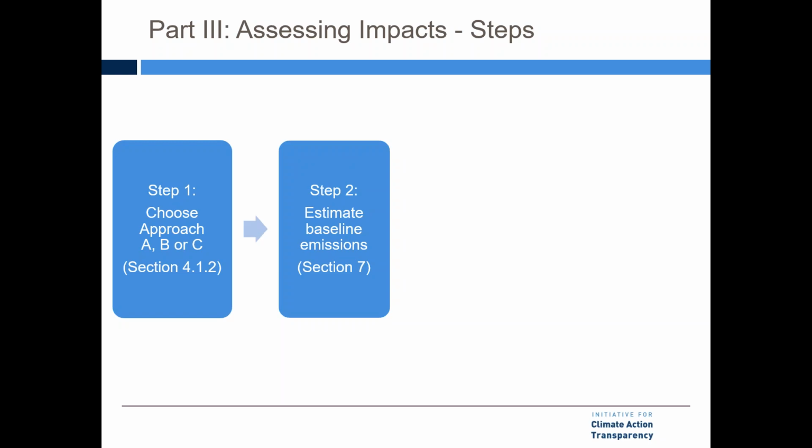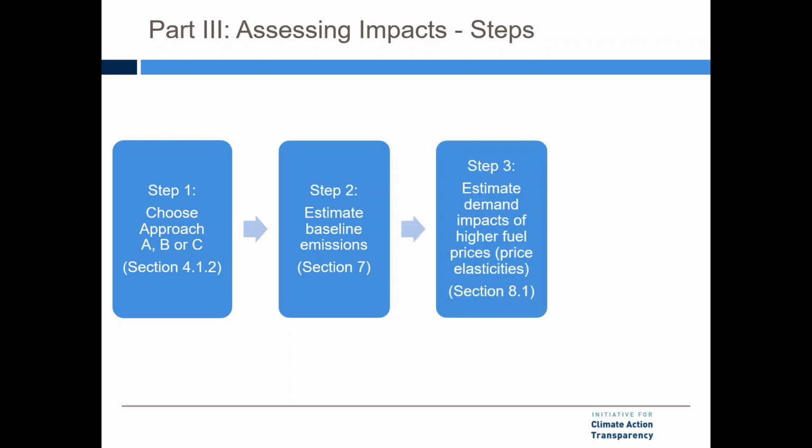So the second step is to estimate baseline emissions. This is a very important step, and it's also a difficult step. You need to know what would have happened with the emissions if you had not done any measure, not done anything to prevent the emissions from growing.